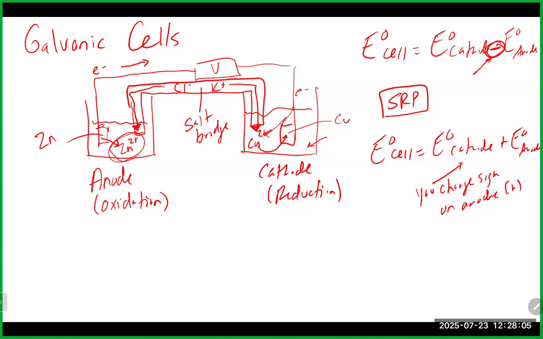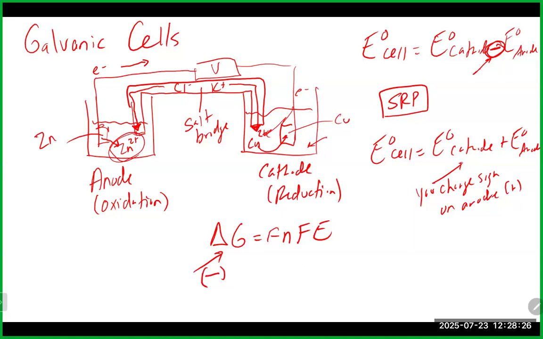You can just grab the value from the table and then you should be in shape. We also related this to delta G. Delta G equals minus nFE, and that is our Gibbs free energy. And again, remember that a negative delta G means the reaction is spontaneous.